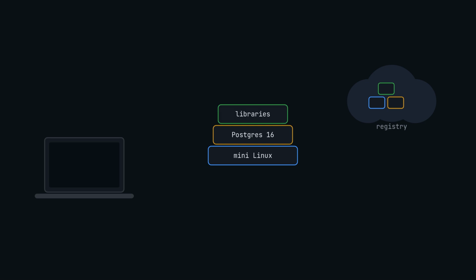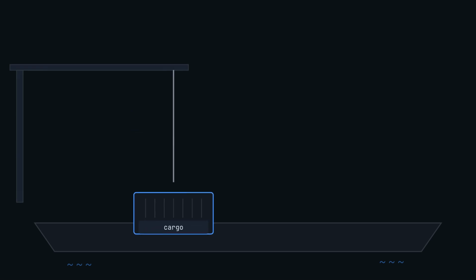Let's trace it. First, Docker checked your machine for something called an image and didn't find one. So it downloaded it. An image is a frozen snapshot of a working machine, a mini Linux file system, the Postgres binaries, every library Postgres needs, all at exact versions. About 140 megabytes zipped. Think of it like a shipping container.